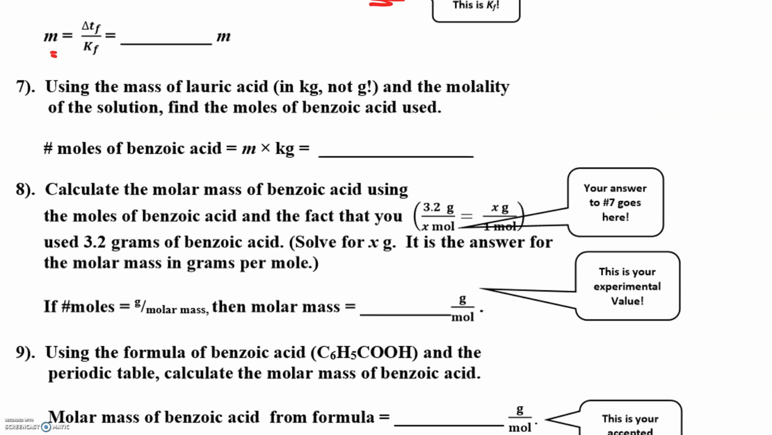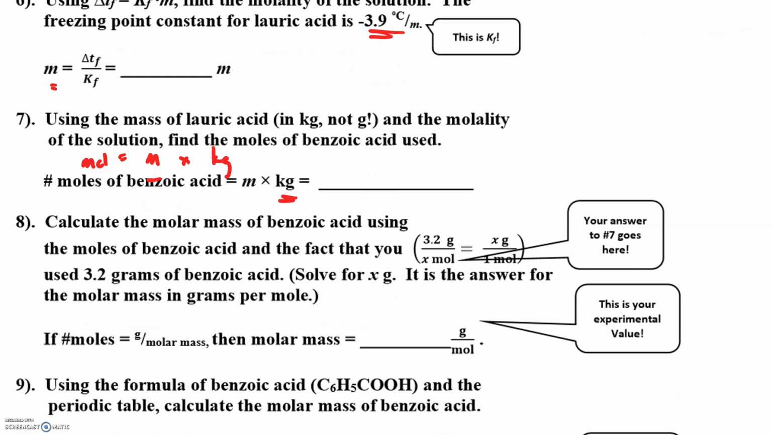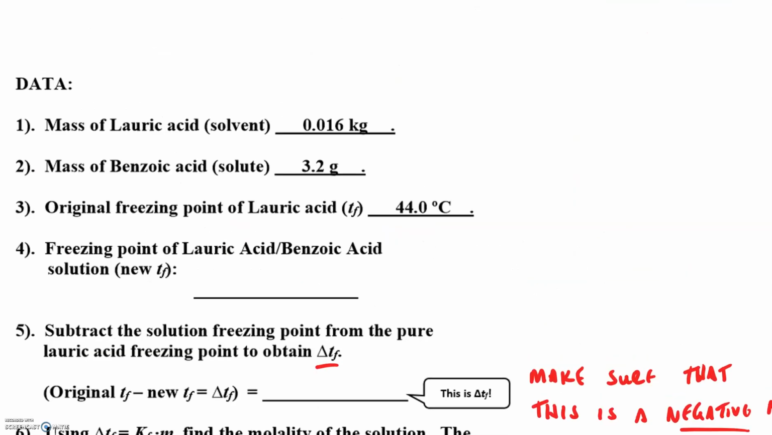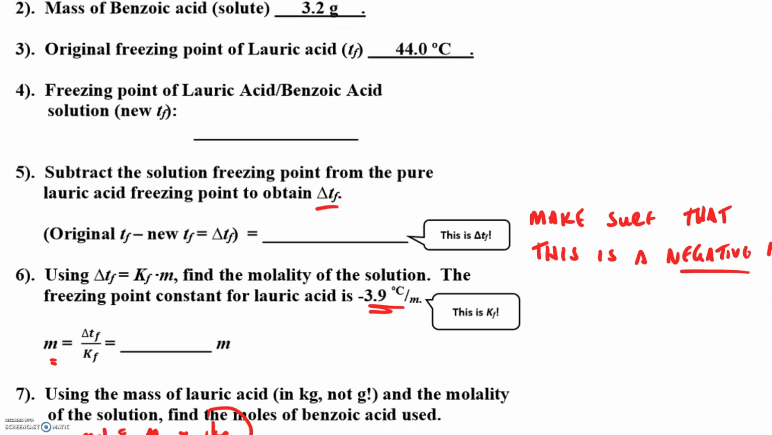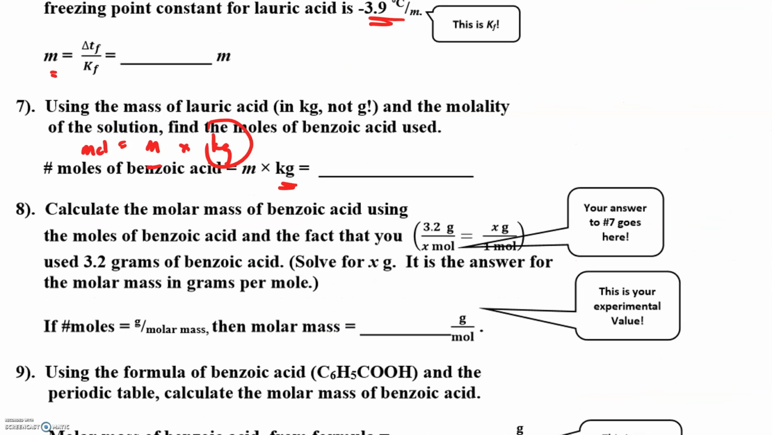If you know the molality and you know how many kilograms of your solvent, that's lauric acid here, you can find a number of moles. Moles is equal to molality times kilograms. This is the molality from number 6, and kilograms is the mass of lauric acid from right here. This will allow you to determine the number of moles of benzoic acid you have.